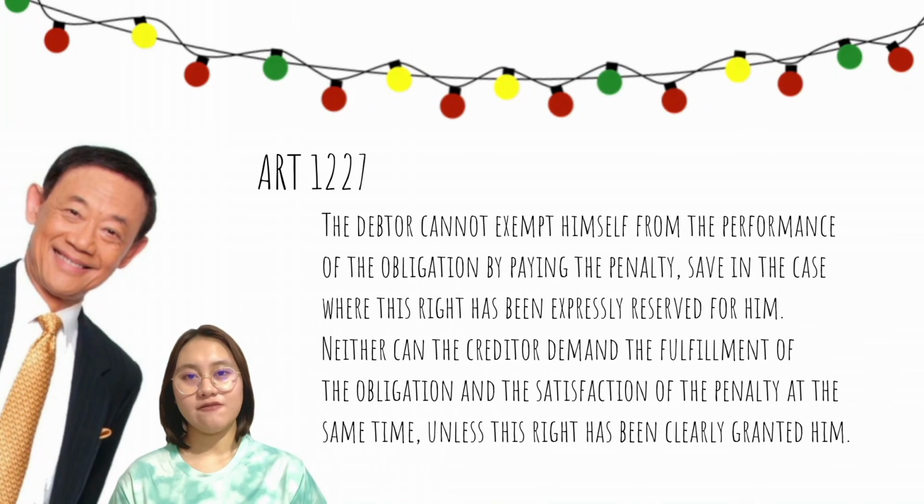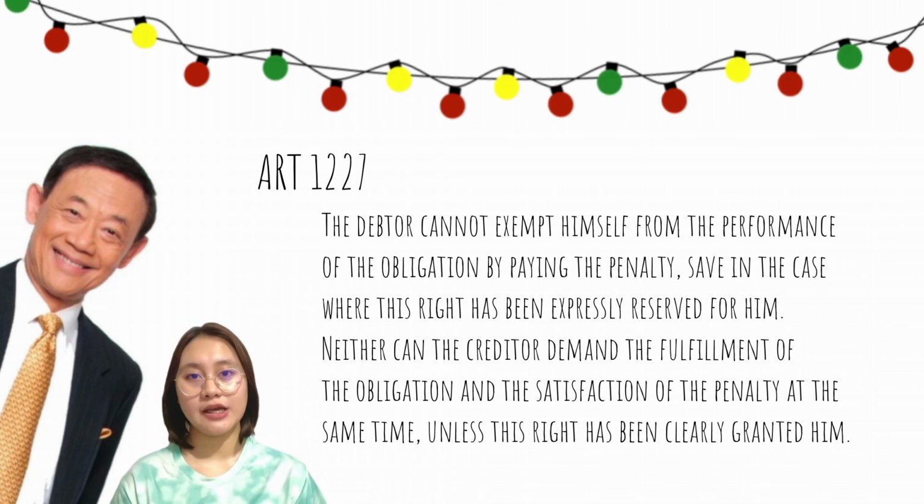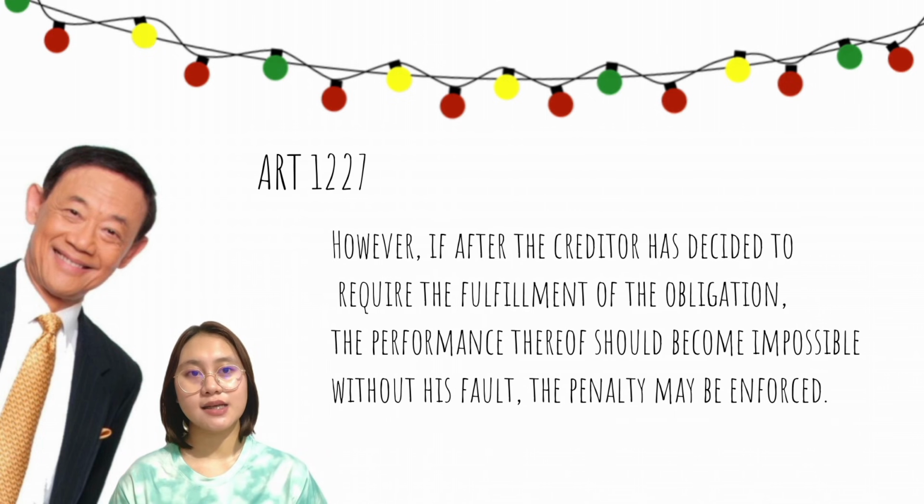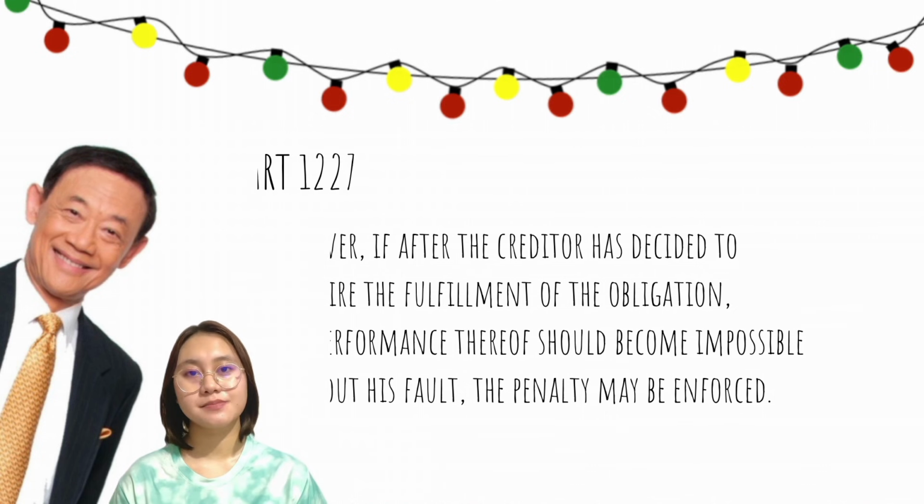Article 1227 states that the debtor cannot exempt himself from the performance of the obligation by paying the penalty, save in the case where this right has been expressly reserved for him. Neither can the creditor demand the fulfillment of the obligation and the satisfaction of the penalty at the same time, unless this right has been clearly granted him. However, if after the creditor has decided to require the fulfillment of the obligation, the performance thereof should become impossible without his fault, the penalty may be enforced.